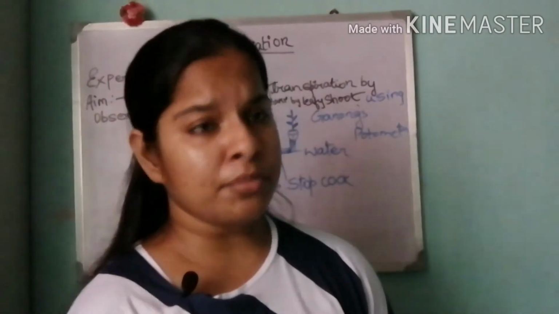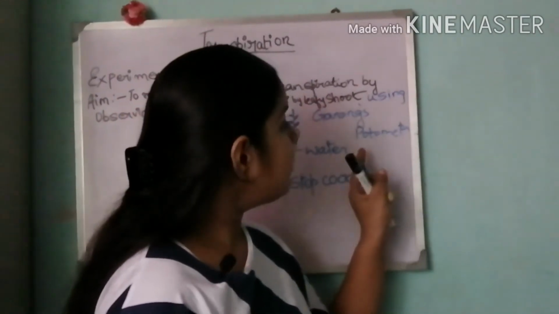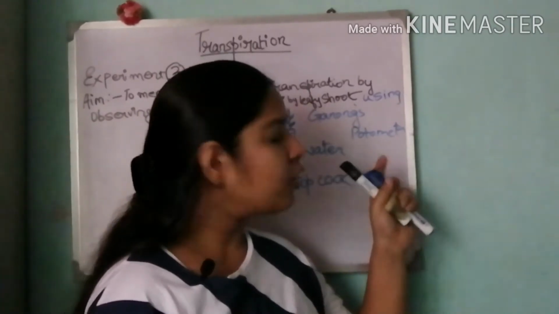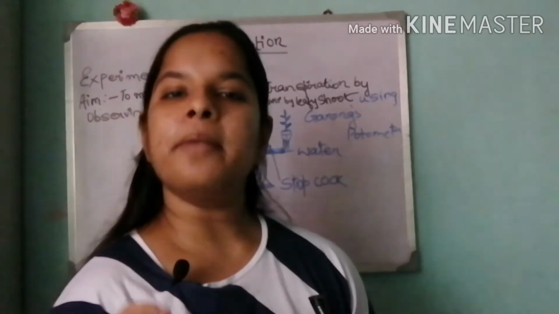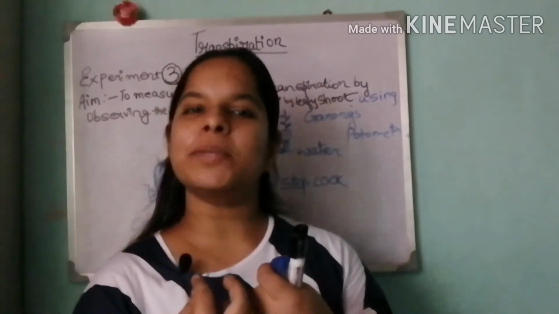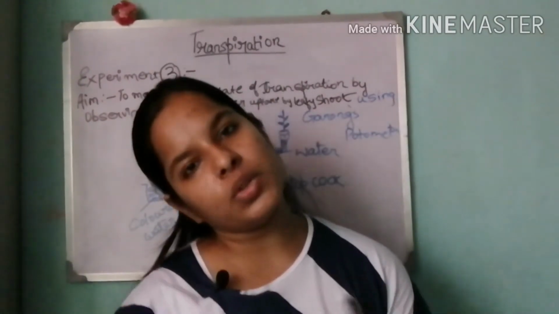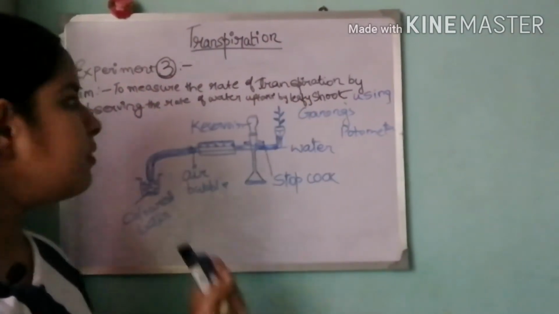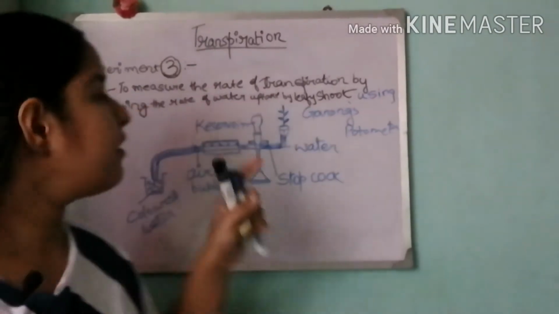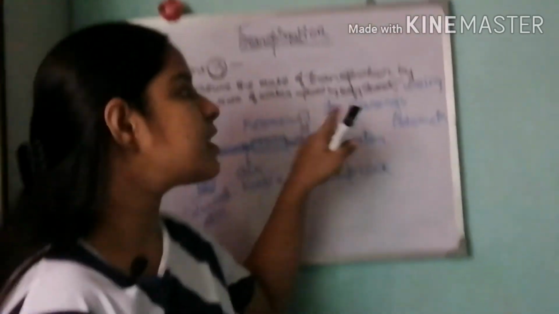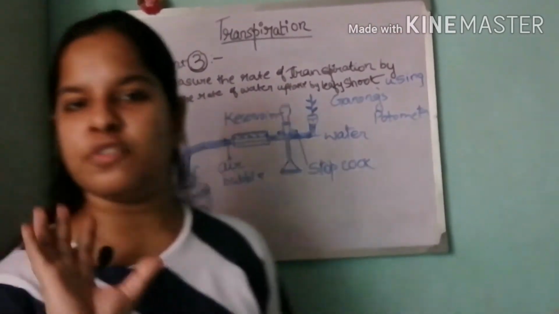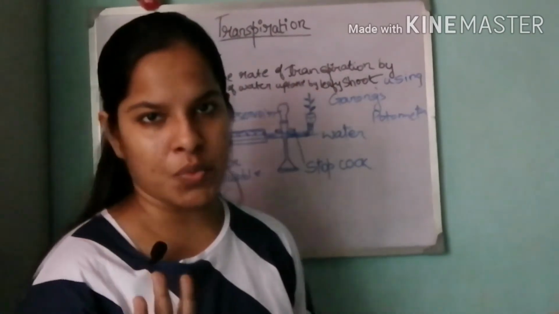One more thing I would like to share is that we can remember the definition of potometer by this: poto means drink and meter means to measure. So the amount of water that the plant drinks is measured through this device. Now I will tell you the aim: to measure the rate of transpiration by observing the rate of water uptake by a leafy shoot using Ganong's potometer. This is the name of the device that we are using for measurement of water.